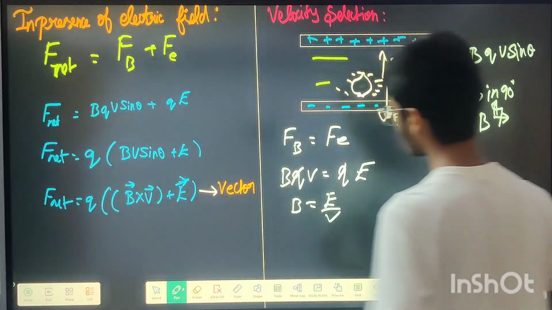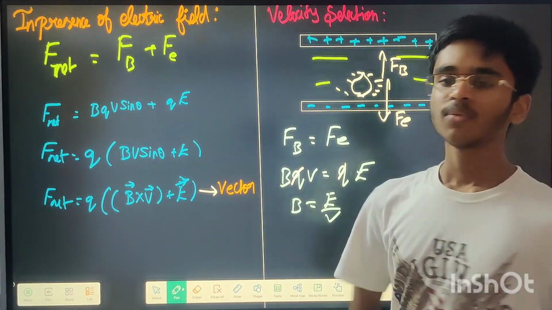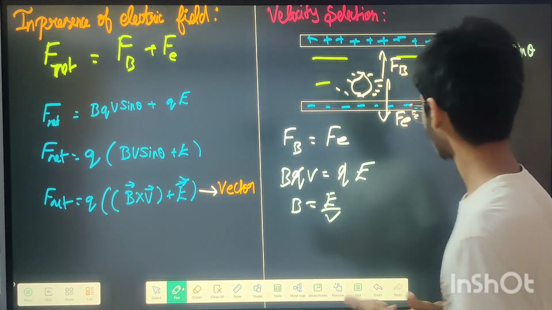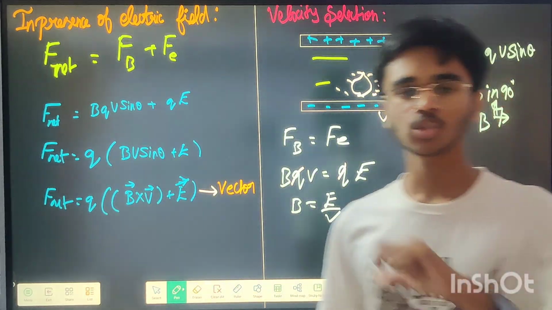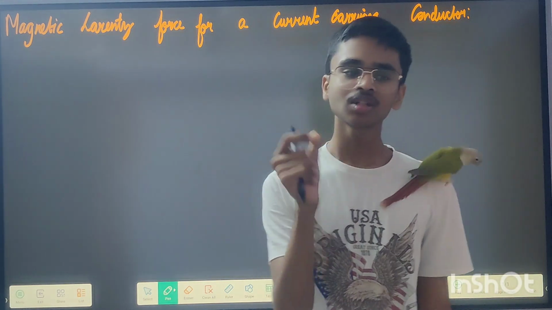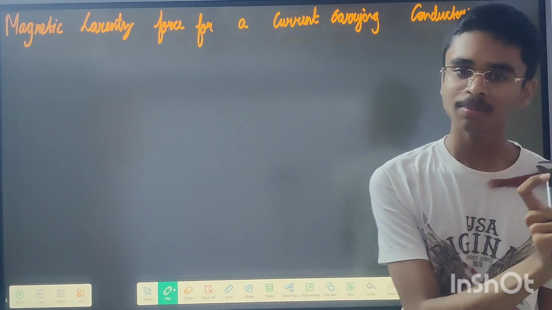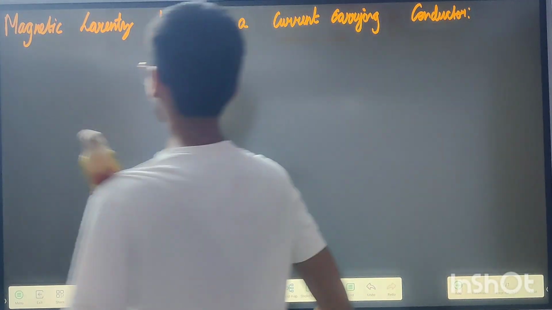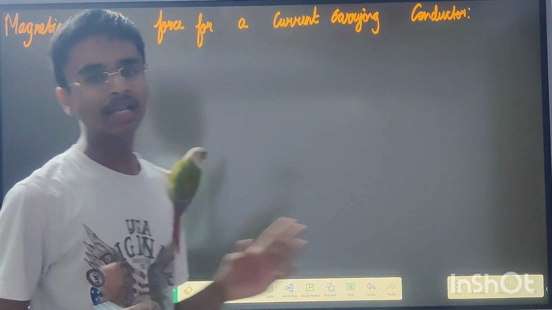We have got this formula for the balancing condition, where the magnetic field should be equal to the ratio of the electric field to the velocity. These two should be equal. That's it. Now we are going to end with a comparison between a bar magnet and a current carrying loop, just one loop. That is the last part of this entire lesson.